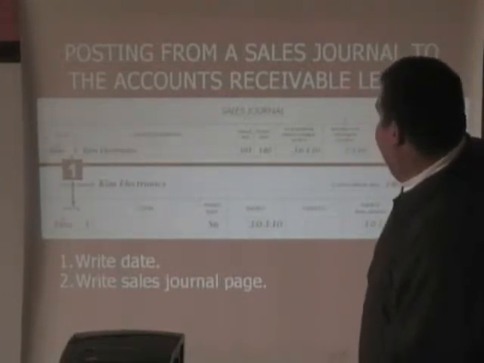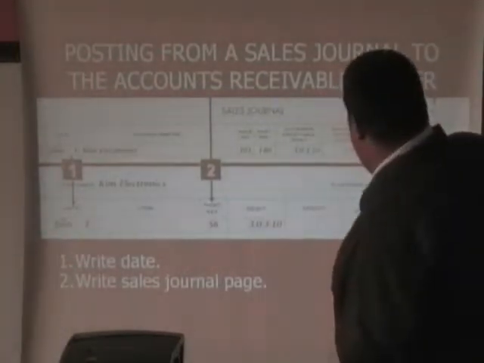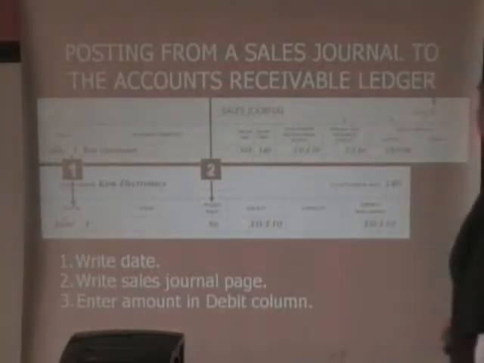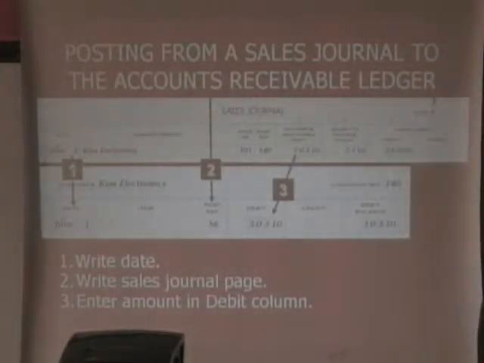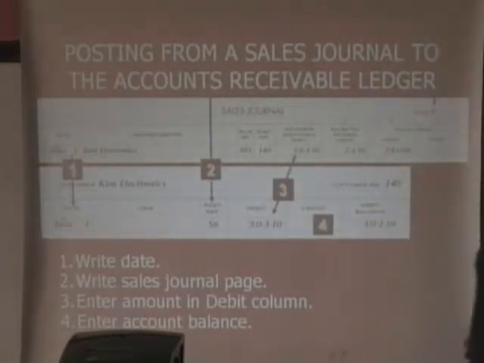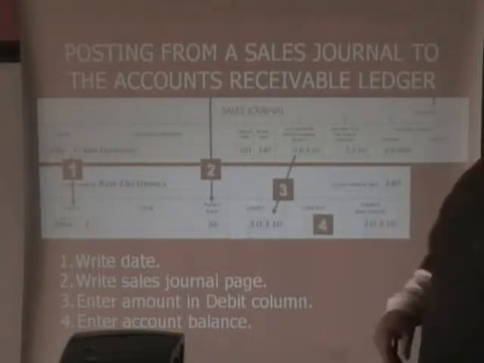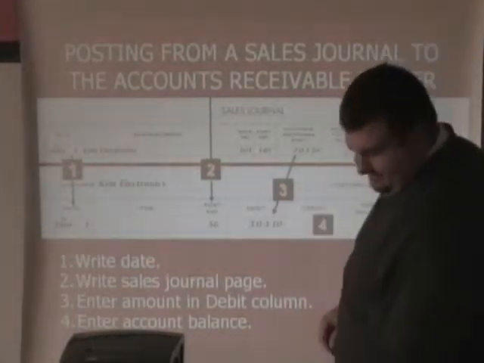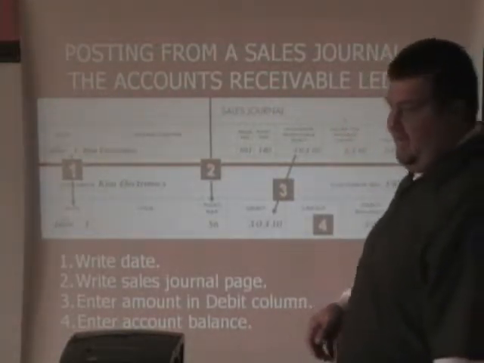Okay, so we write the date. Your sales journal page goes in the post reference. Enter amount in debit column. Enter your account balance. If it's a debit from the top, we carry a debit balance. Accounts receivable is a debit balance because it's an asset. Okay, that's posting.